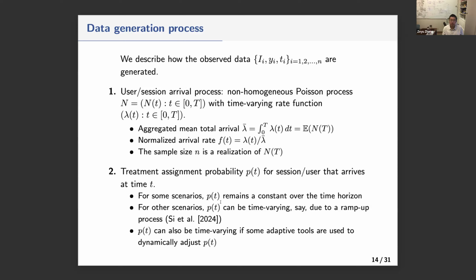So that's part of the reason causing PT to be time varying. And the third item here denotes PT can also be time varying if maybe some adaptive tools, maybe some learning algorithms, some other bandit algorithms are used to dynamically adjust these PT, right? In this case, PT would depend on the random outcomes observed from the previous time slots.